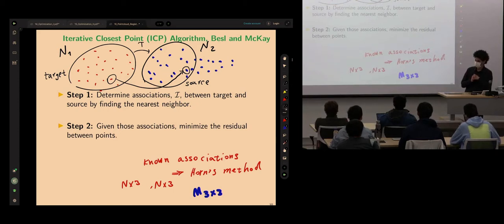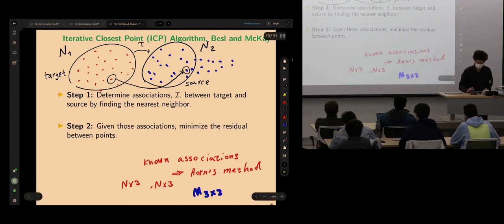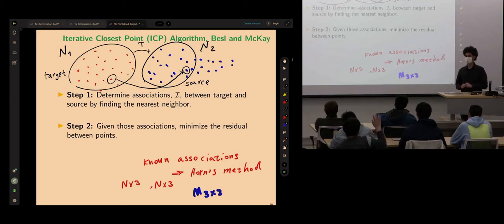Given the association, I can formulate a residual, define some distance metric, and then minimize it. The obvious distance metric is just the Euclidean distance between 2 points. That's why we call it iterative closest point. Now, this is not going to recover the transformation in one go, so we iterate. We repeat this until hopefully it will converge.